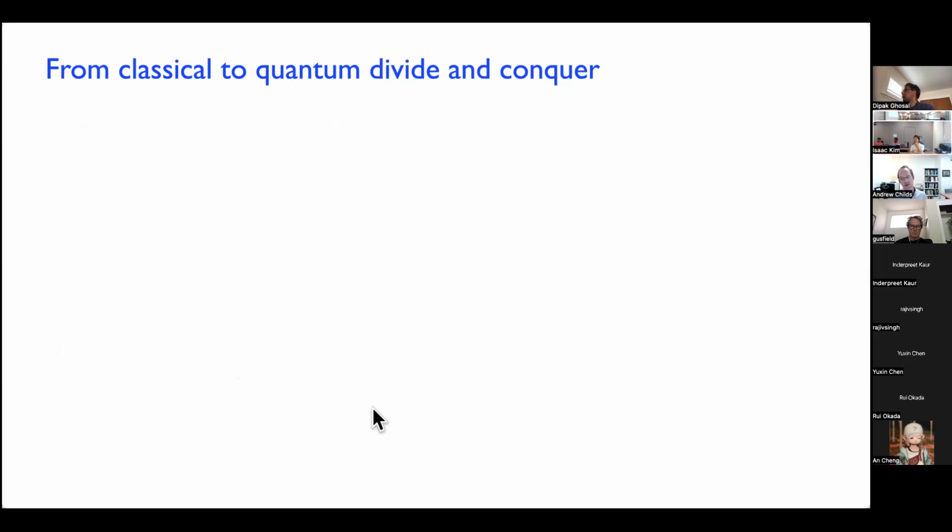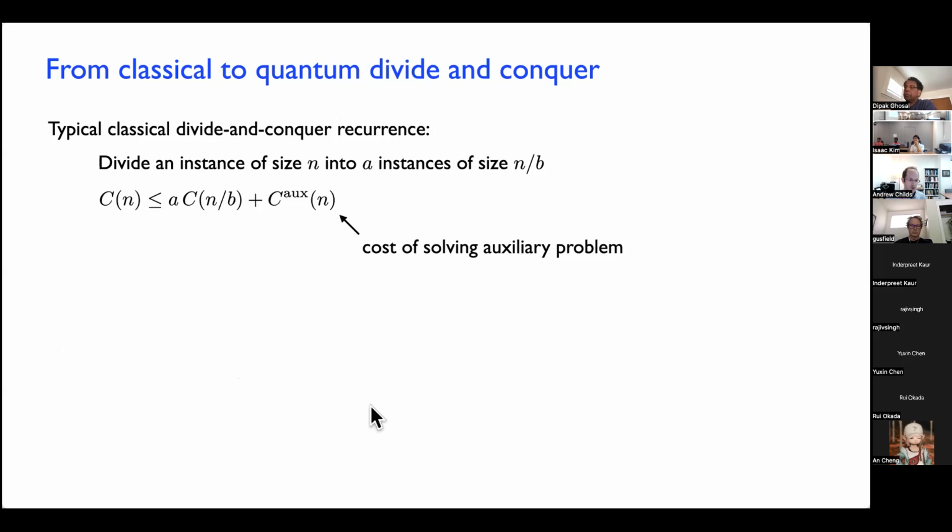Okay. All right, so what is this general framework going to look like for doing divide and conquer in this quantum world? The typical form of a recurrence relation in a classical divide and conquer algorithm is that you have your instance of size n, you divide it into A instances of size n over B. They could maybe be overlapping, which is why A doesn't necessarily have to equal B. Then you solve these A instances of size n over B, and then you do some auxiliary work to put together the solutions of the subproblems.